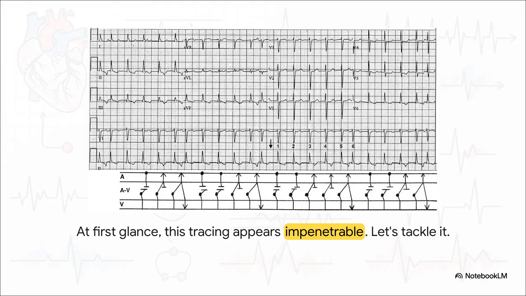Here's our first case. And yeah, I get it. At first glance, it looks like a mess. A jumble of regular and irregular beats, shifting P-wave morphologies. It's tempting to just give up. But trust me, there is a perfectly logical and frankly elegant sequence of events hidden right here in this tracing.